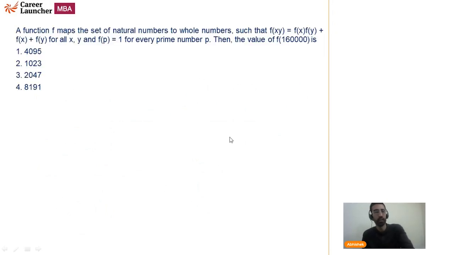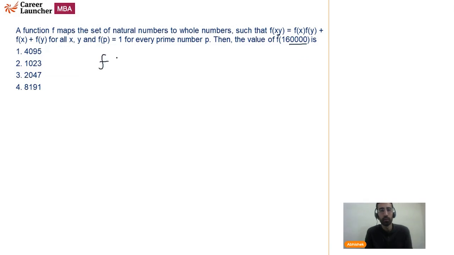Question 12 says, a function f maps the set of natural numbers to whole numbers such that f of x into y is equal to f of x into f of y plus something, something, something. And f of p is 1 for every prime number. Great. F of p is 1 for every prime number, right? Because if it's f of x into y, in some expansion of that, we'll basically have to break down this number into x and y, x into y, time and again, into prime numbers.